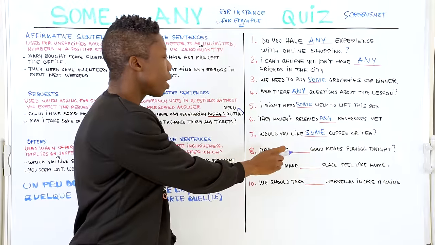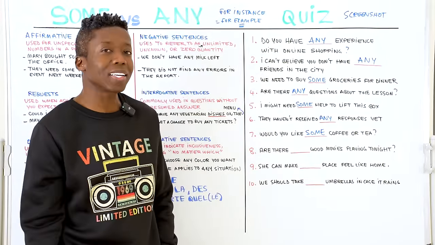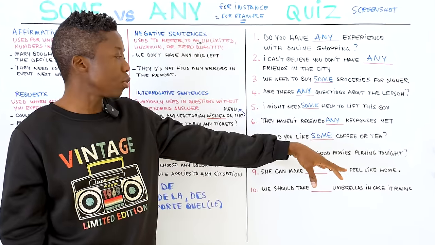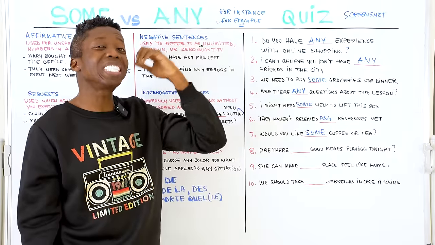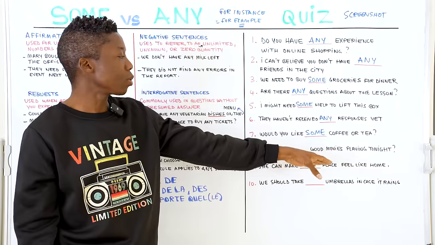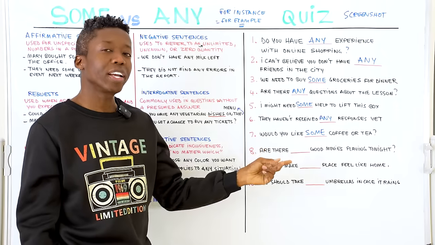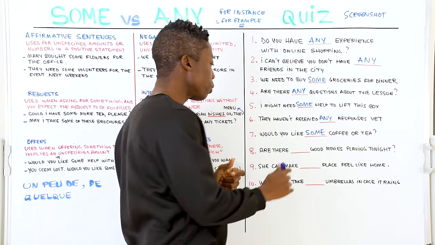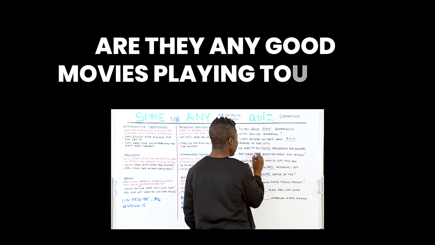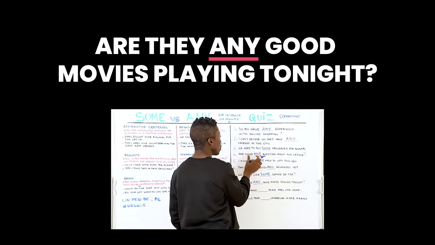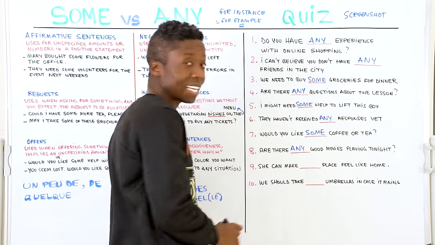Are there good movies playing tonight? Est-ce qu'il y a de bons films qui sont sortis ce soir ou bien qui jouent au ciné? Sous-entendu ciné. Lorsqu'on dit movies playing tonight, sous-entendu au ciné. Are there, est-ce que c'est some good movies ou bien any good movies? Are there any, cette syntaxe-là, cette configuration de phrase, are there any, okay?